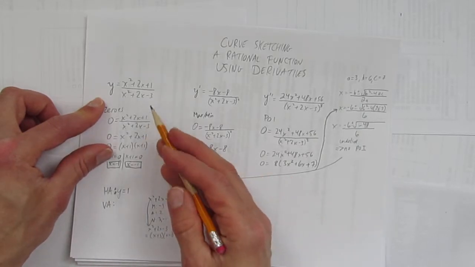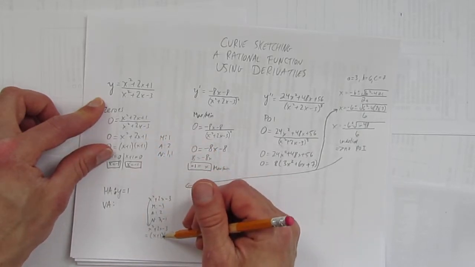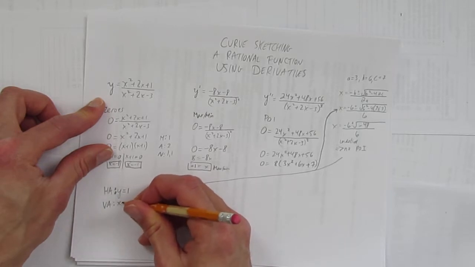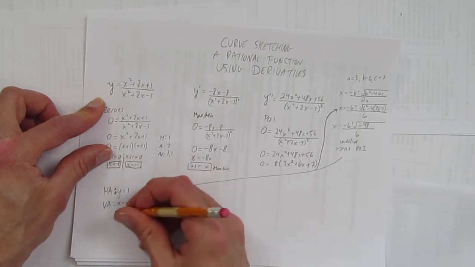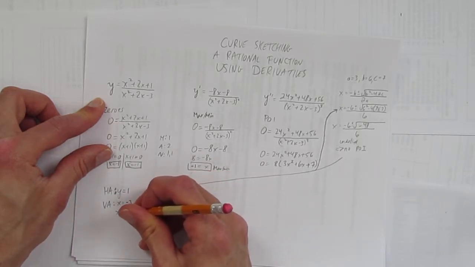And so this is going to be in the denominator. What would make this denominator 0? The vertical asymptote is negative 3. That's one of our asymptotes. And what would make this denominator 0? A 1. And x equals 1.